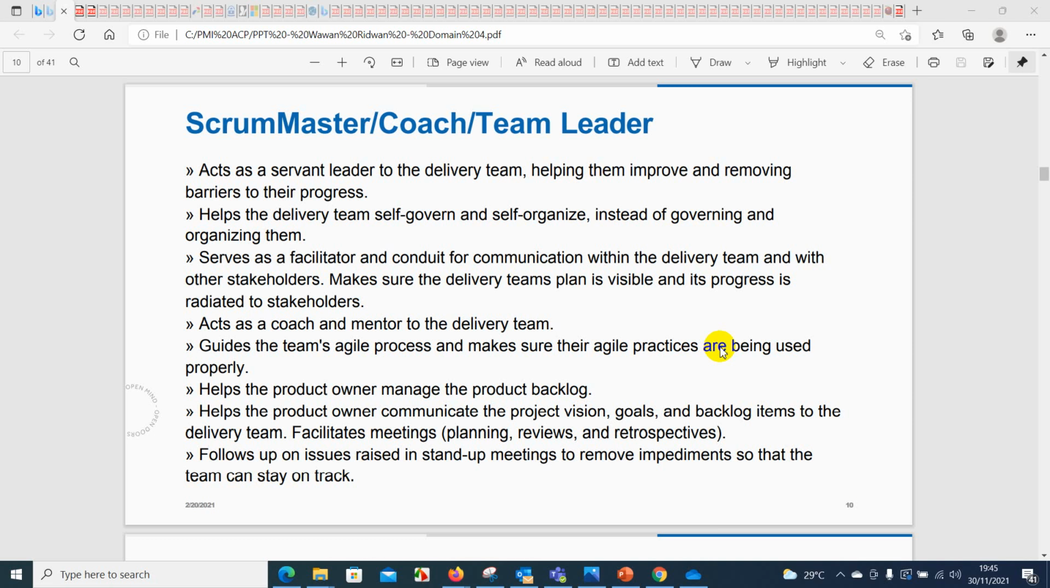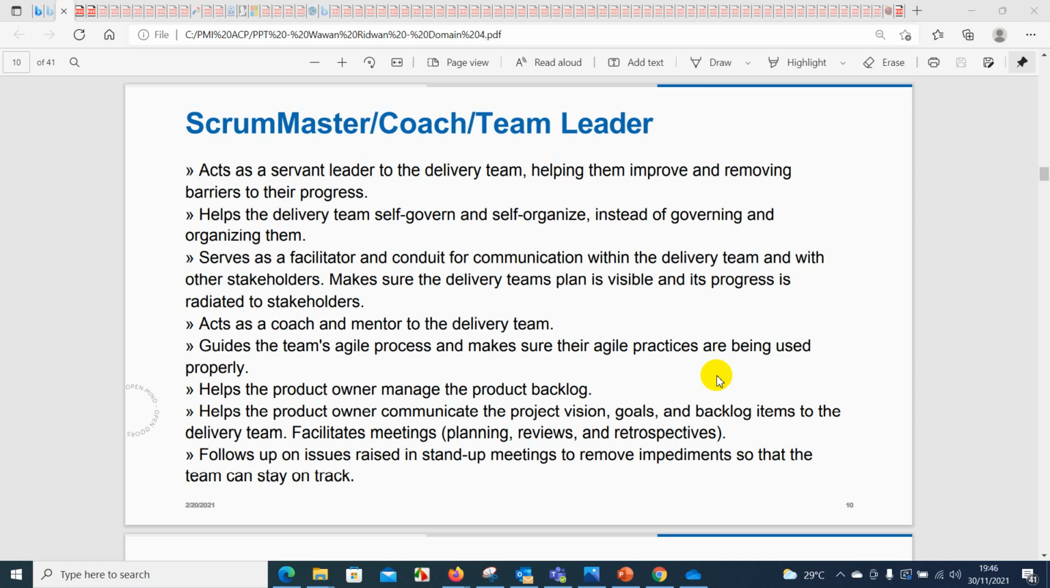Act as coach and mentor to the delivery team. Guides the team's agile process and make sure their agile practices are being used properly. Okay, help the product owner manage the product backlog. Terus juga helps the product owner communicate the project vision, goals, and backlog items to the delivery team. Oke, terus juga facilitates meetings, planning, reviews, and retrospective.